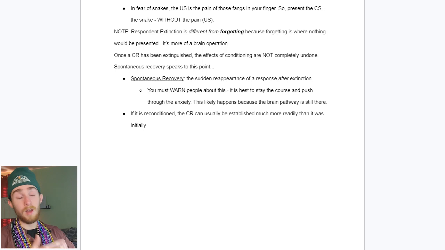If we run a classical conditioning procedure well enough to where we have a conditioned stimulus reliably eliciting a conditioned response, and then we put that on extinction, right, to where now we have extinguished that conditioned response, and now we want to get it started back up again, so we start from square one, we'll find that this second time around, things go a lot faster, because now the conditioned response is established much more readily than it was before. The brain pathway is still there.